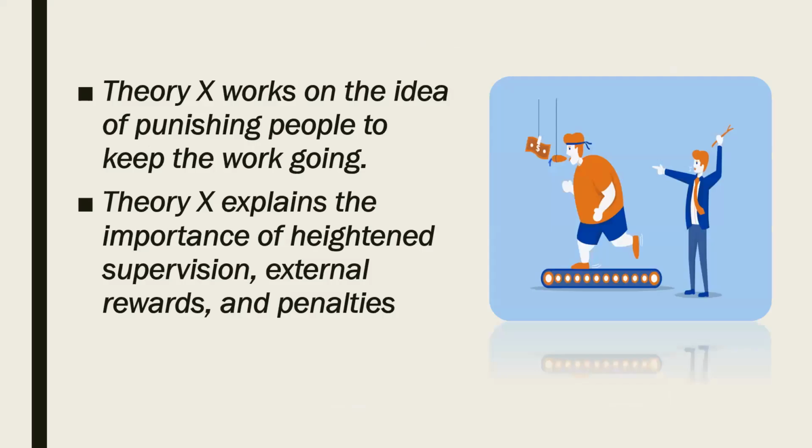Let's make it a little easier. Theory X works on the idea of punishing people to keep the work going. Theory X is also called the authoritarian management style. If a manager assumes an employee doesn't like their work and isn't naturally motivated, they are likely to think that rewards and punishments are the only way to make the employees focus on their work. They use their authority to get the job done.